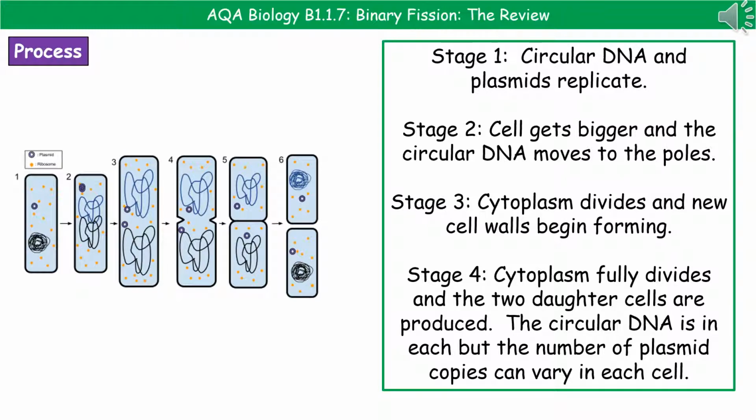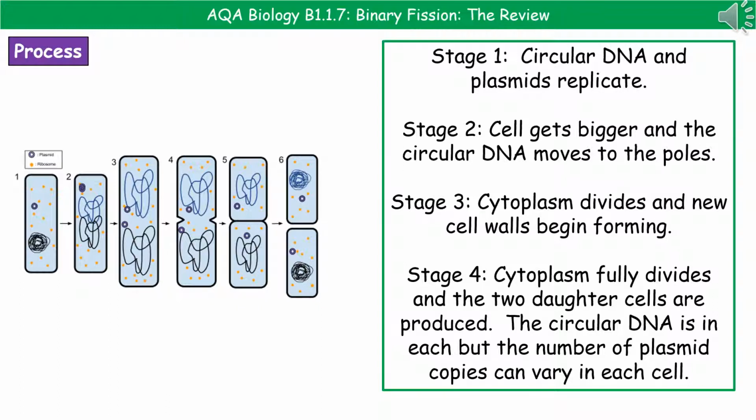What we need to do now then is understand what's happening through this process of binary fission. And there are 4 stages that you need to remember what's happening in. So stage 1 is where the circular DNA and the plasmids replicate. And you can see that in the diagram there in stage 1 and stage 2. Step 2 is where the cell gets bigger and the circular DNA moves to the poles, which are the ends of the cell. And you can see that in the 3rd diagram.